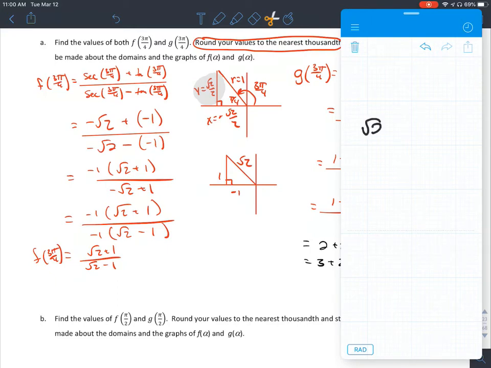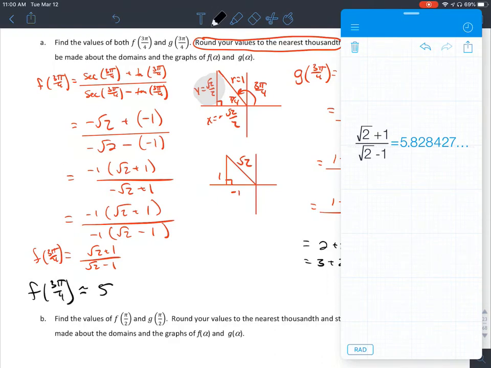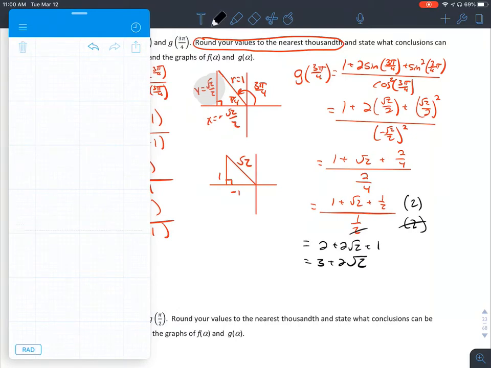So if I take square root of 2 plus 1 over square root of 2 minus 1, sometimes this calculator doesn't work well because my handwriting's so beautiful. That's going to give me f of 3/4 pi is about 5.828. This other one is going to be 3 plus 2 square roots of 2. Oh, look at that, which is about 5.828. Oh, it's the same answer.